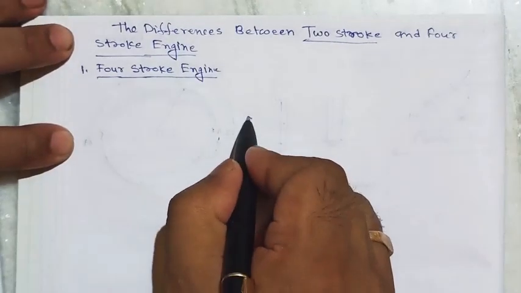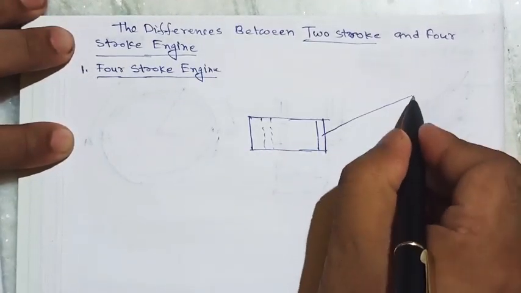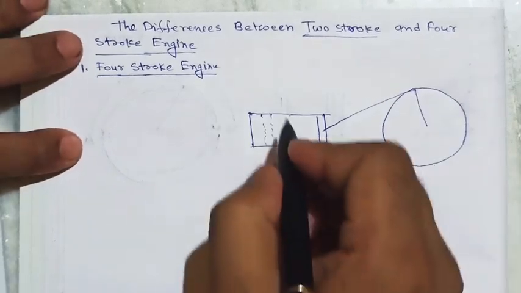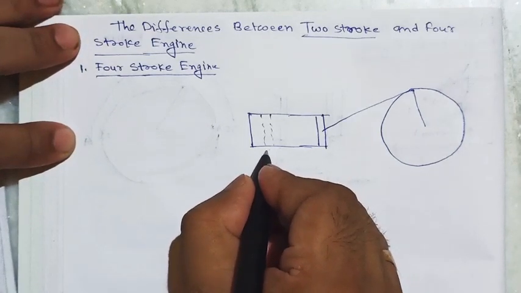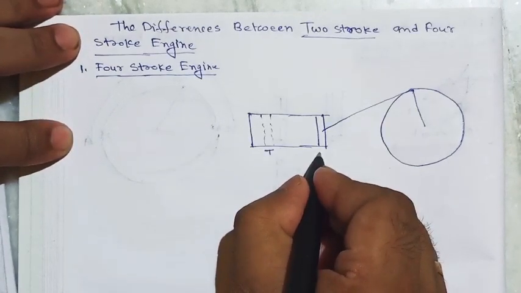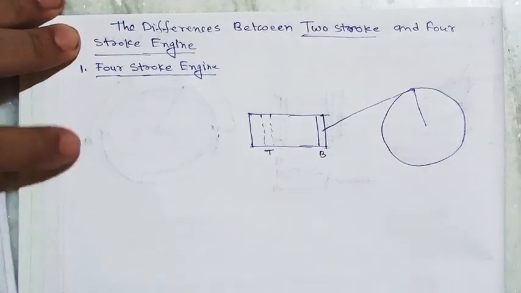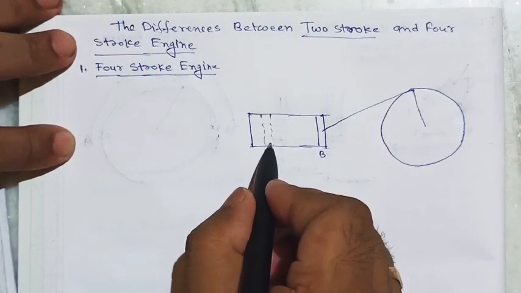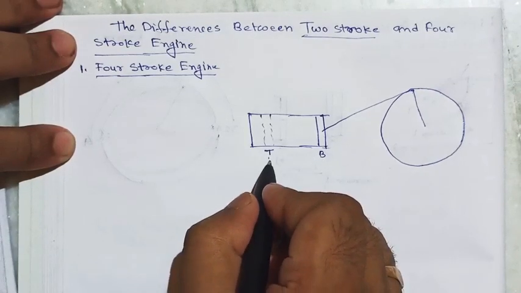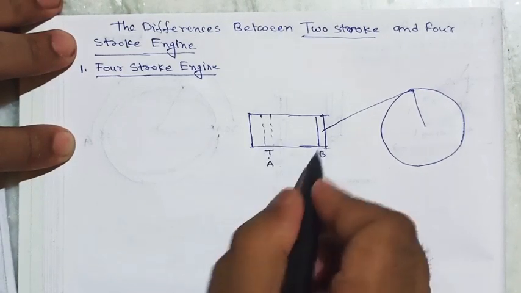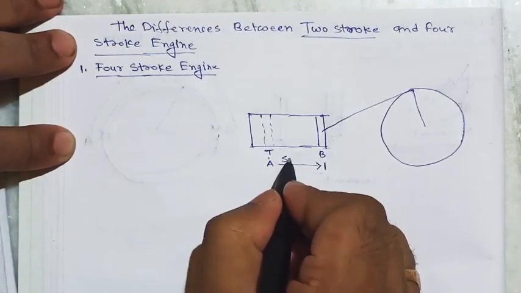This is the engine, this is the piston and this is the crank. This is top dead center, so this is T, and I am considering this is bottom dead center, so this is B. First, this piston will move from TDC, that is T, to B. I have written this is A and the piston is moving A to 1. This process is the suction process.